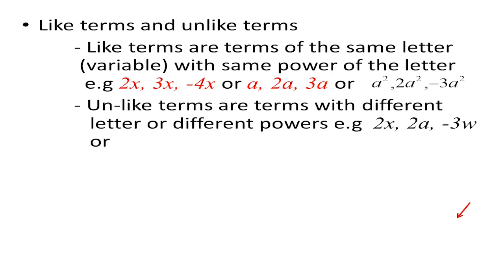Whereas unlike terms are terms with different letters or different powers. For example, 2x is not the same as 2a. They're not like terms, and neither is negative 3w. Or 2a, 3a squared, 3a to the power of 5, and a to the power of 4 are all unlike terms.